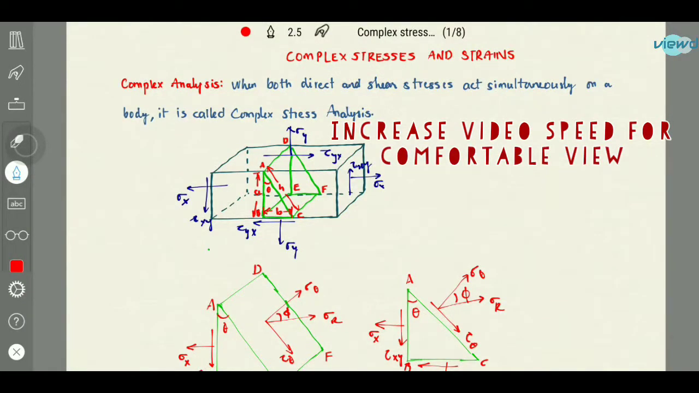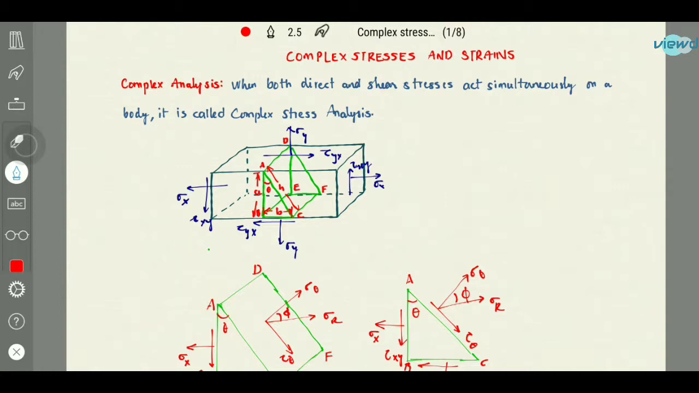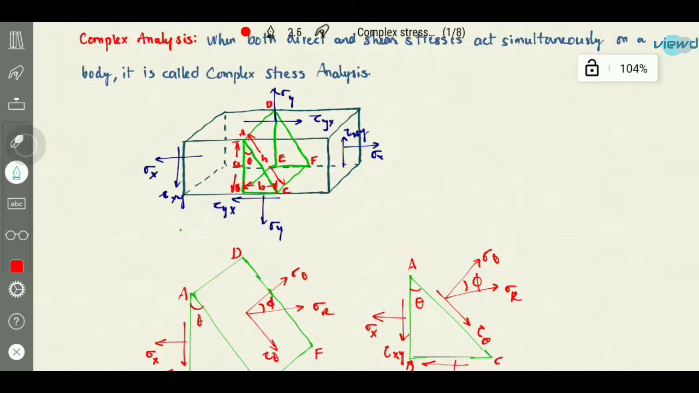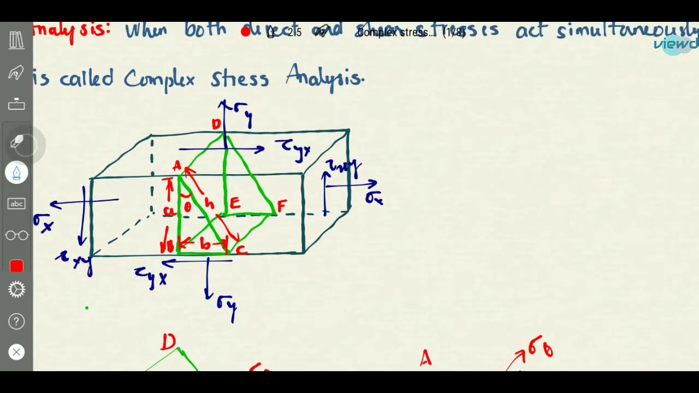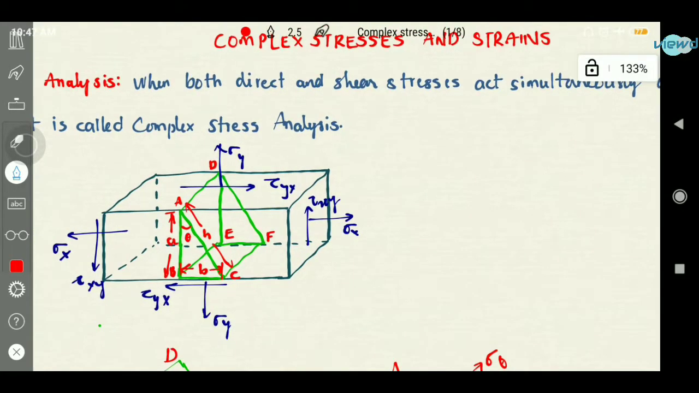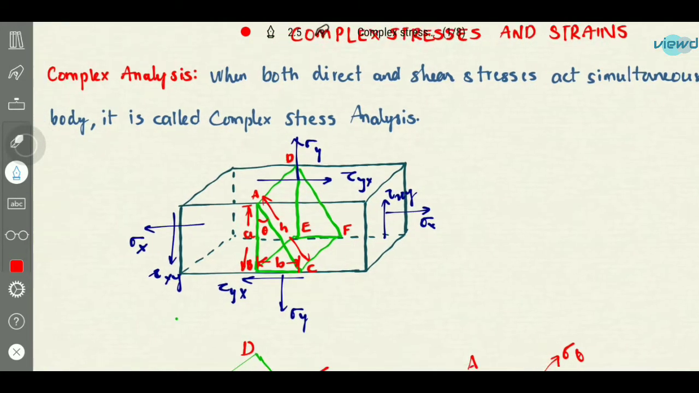In the last video, we saw simple stresses and strains, but in general, bodies are not acted upon by only simple stresses like only a tensile force, only a compressive force, or only a shear force. In practice, different types of stress act simultaneously, like shear and tensile, or shear and compressive. They may act simultaneously on a body. So this analysis is called complex analysis.